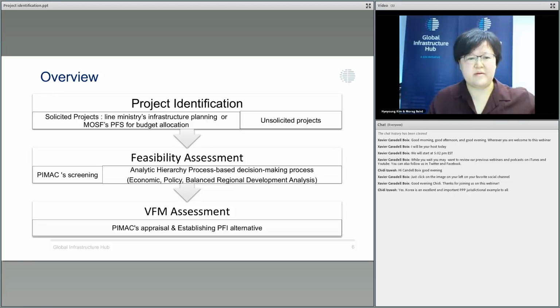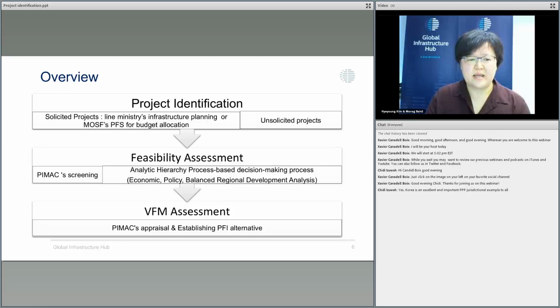Okay, this is an overview of our identification and PPP screening process. In Korea, the whole process flows from the project identification and feasibility assessment, and the final stage is BFM assessment. For the project identification, both solicited projects and unsolicited projects are accepted in the Korean PPP Act. And the feasibility assessment is the KDI-PIMAC screening process.